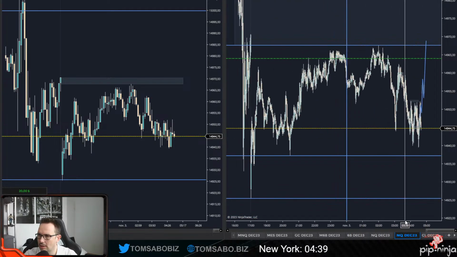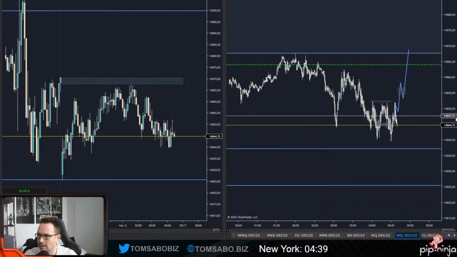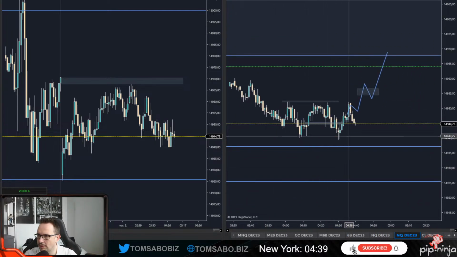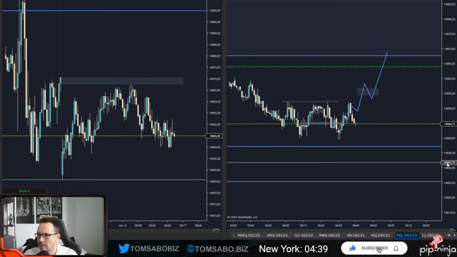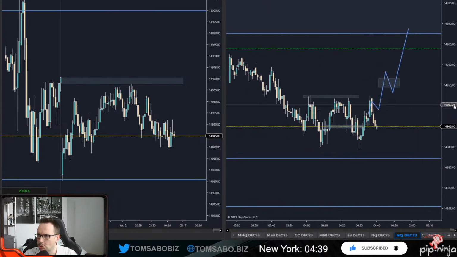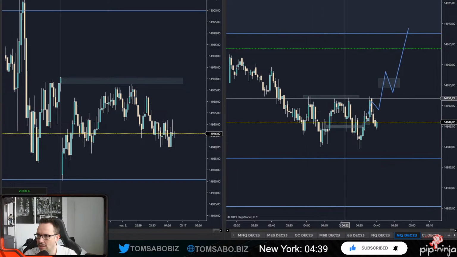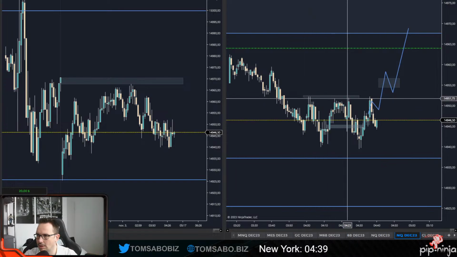Anyway, now look at that. Now the reason why I would not go short here is because we have 3 equal highs, almost like 4. 1, 2, 3.